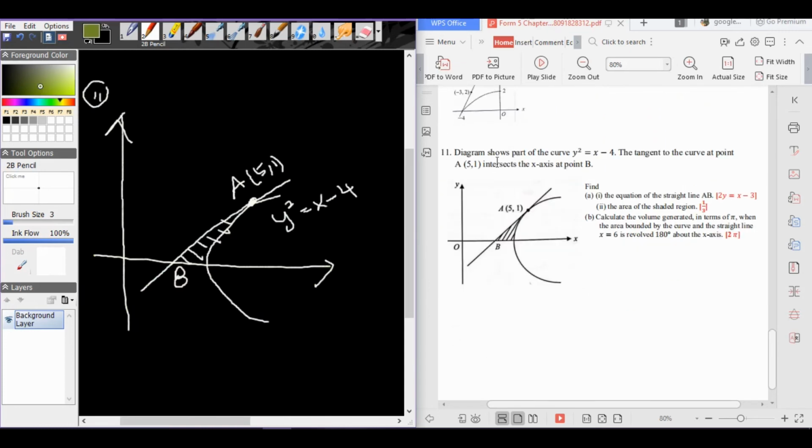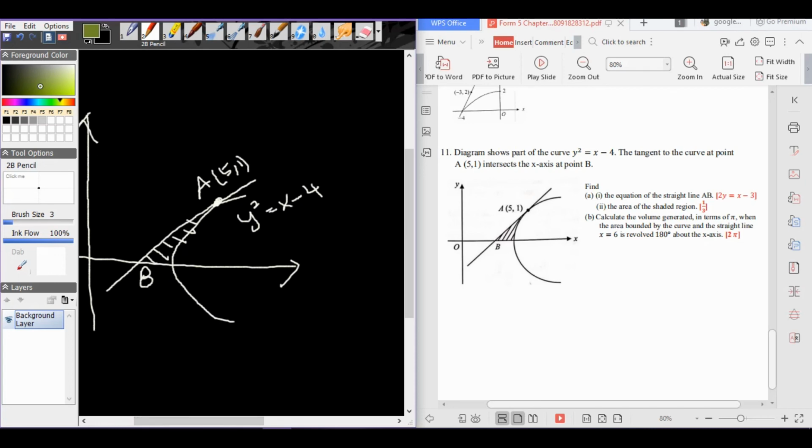11. The diagram shows part of the curve y squared equals x minus 4. The tangent to the curve at point A intersects the x-axis at point B. Find the equation of the straight line AB. So this straight line AB is the tangent to this curve. Therefore, from the equation y squared equals x minus 4, y equals the square root of this, so (x minus 4) to the power 1 over 2.